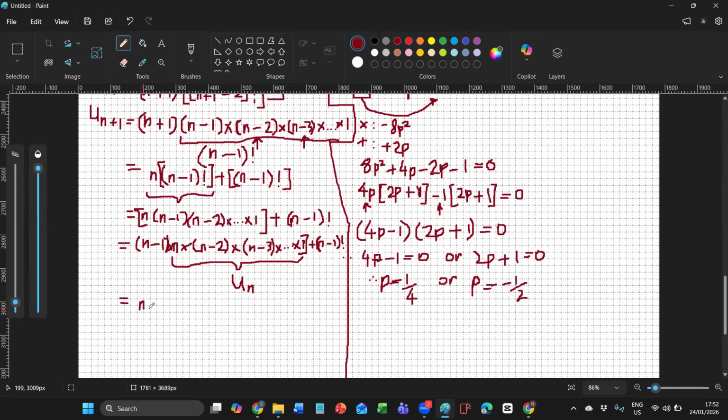N minus 1 times un, which sounds like United Nations, plus n minus 1 factorial. Finally, our proof has showed up, and that is all thanks to n plus 1.